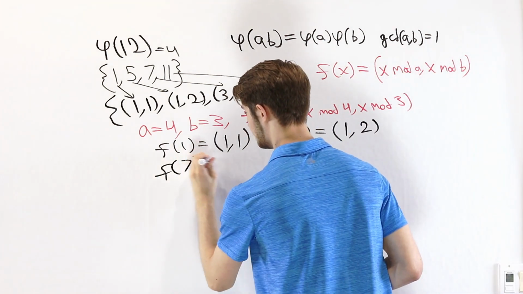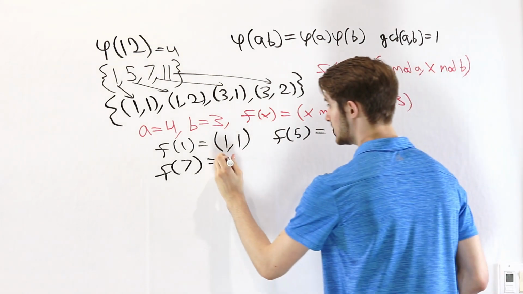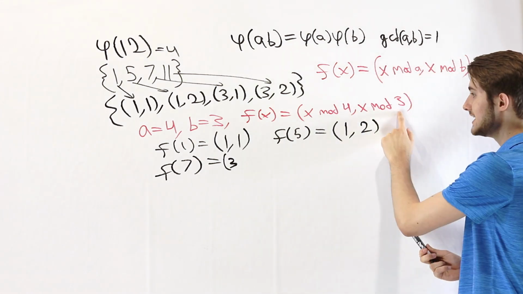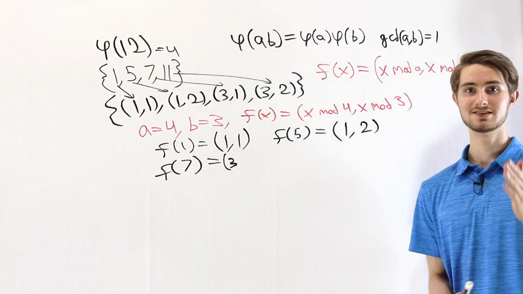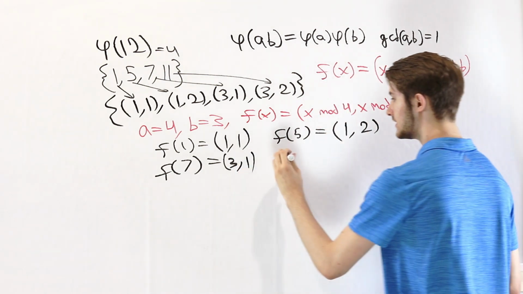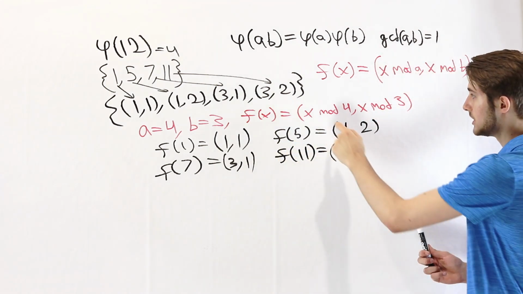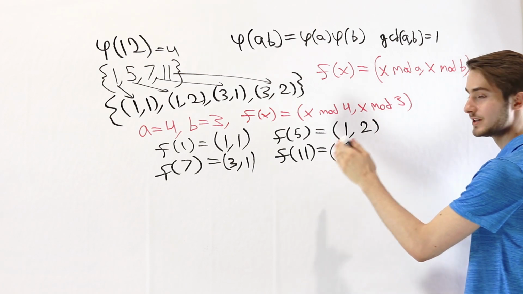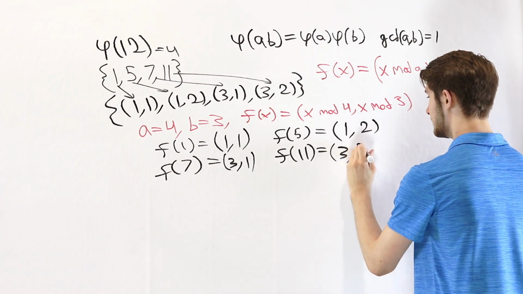Next, f of 7. What is 7 mod 4? Well, if we subtract 4, we get 3, so 7 mod 4 is 3. Next, 7 mod 3, notice that 3 actually goes into 7 twice. So we can subtract 3 twice. That's going to be 7 minus 6, which is 1. So 7 mod 3 is 1. And finally, f of 11. What do we get here? With 11 mod 4, we can subtract 8, and that's going to give us 3 as the remainder. So 11 mod 4 is 3. And finally, 11 mod 3, we can subtract 9, and we get 2.